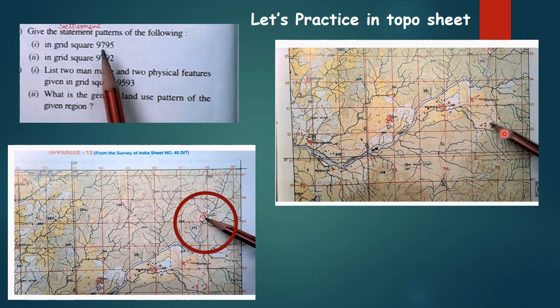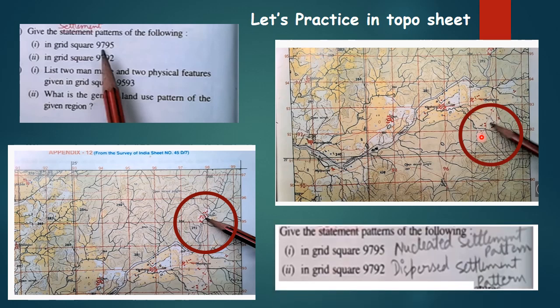So here you can see that 9792, right? Which kind of settlement, they are very far from each other, right? So this is the dispersed kind of settlement over here. So let's cross check the answers. Yes, dispersed, you can say that scattered kind of settlement over here. So in this way, the questions are generally asked in the exam about the settlement pattern.